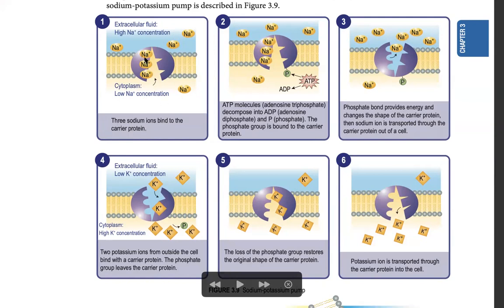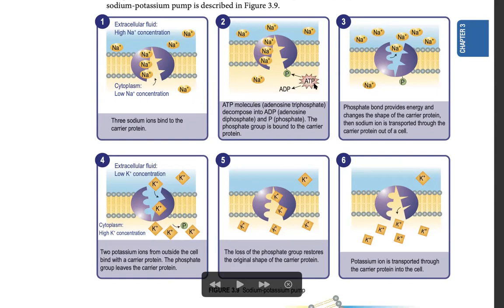Ni, awak tengok. Ada 3, 1, 2, 3. Ni dah sikit dah. Lepas tu dia nak pergi tempat banyak pula. Lepas tu ATP energy. ATP energy ni is given by mitochondria. Sebab kita tahu dalam mitochondria tu dia akan hasilkan ATP energy. So ATP energy ni datang daripada mitochondria.